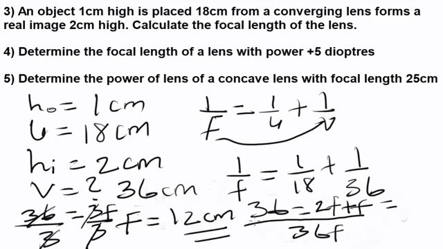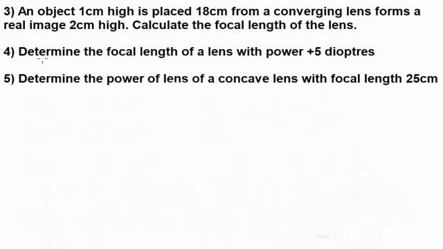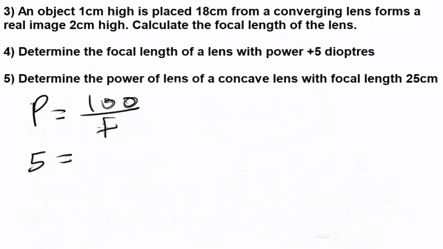Okay, now let's solve question 4. Let's write everything here. Question 4 says determine the focal length of a lens with power plus 5 diopters. Now to get the power of a lens, this is the formula that is used: the power of lens P equals 100 over focal length measured in centimeters. So in question 4, we have the power of the lens to be 5, equals 100 over f.